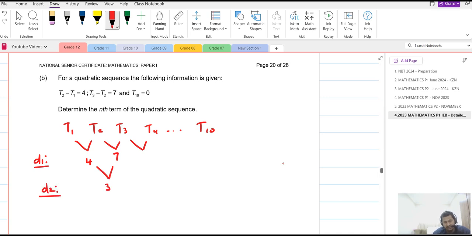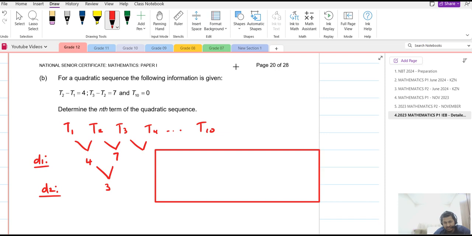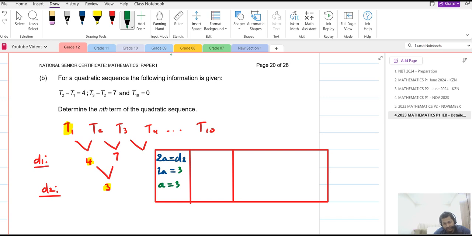Now you know the three formulas that you use to find out the values. So what are the three formulas? 2a equals d2, 3a plus b equals d1, and then a plus b plus c is equal to term 1. Alright, so let's write it down. 2a is equal to d2. So 2a is equal to, what is difference 2? 3. Remember to take the first values here. So a is equal to 3 over 2.